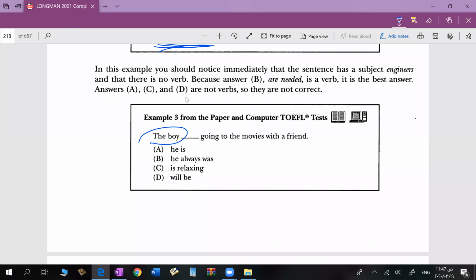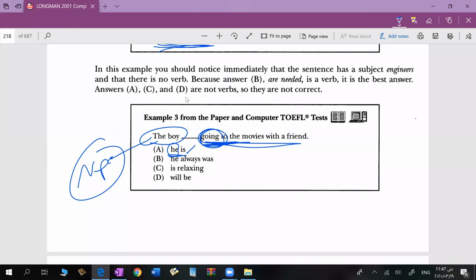We have here again a noun phrase, which is the subject. We need a verb. Going to the movies. Is it a verb? "The boy, he is." If we say "the boy, he is," it means we have a double subject, because "he" is another subject. And we cannot have two subjects in the same sentence, in the same clause. Again, we have two subjects.